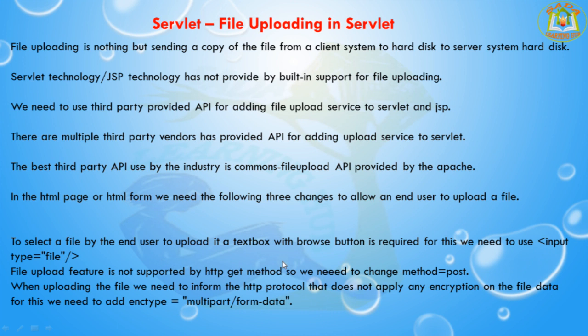In the HTML form, we need to make three changes to allow an end user to upload a file. If you want to write a program to upload a file, we need to do some changes in the HTML page or JSP page. The first change is to let the end user select a file to upload. A text box with a browse button is required. For this, we need to use input type is equal to file.